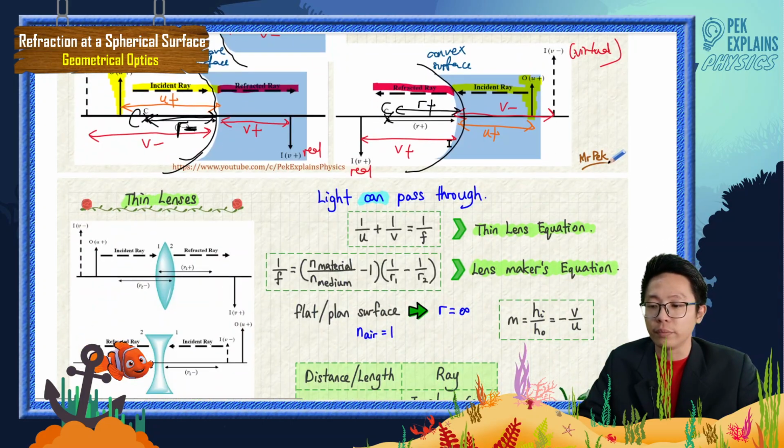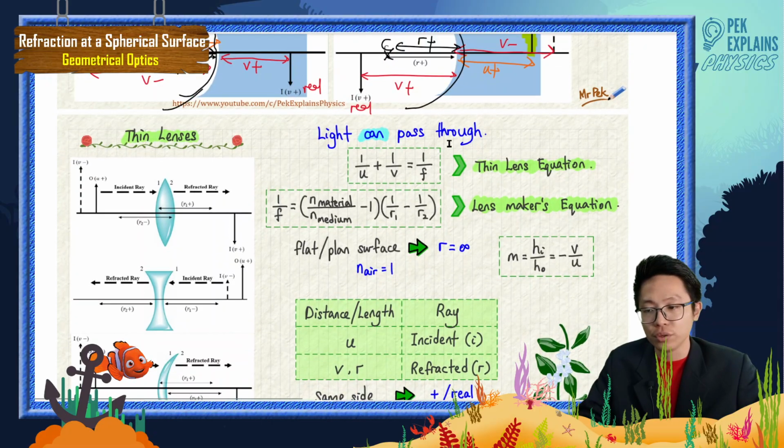Next, we will talk about lenses. We also use the same method. I told you already, my method can be used for all subtopics in the entire chapter.